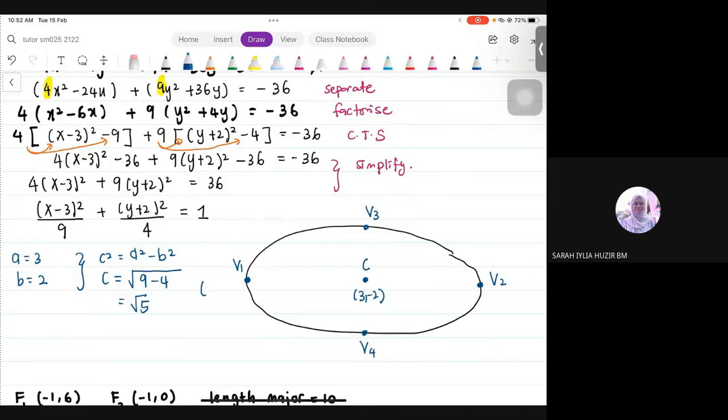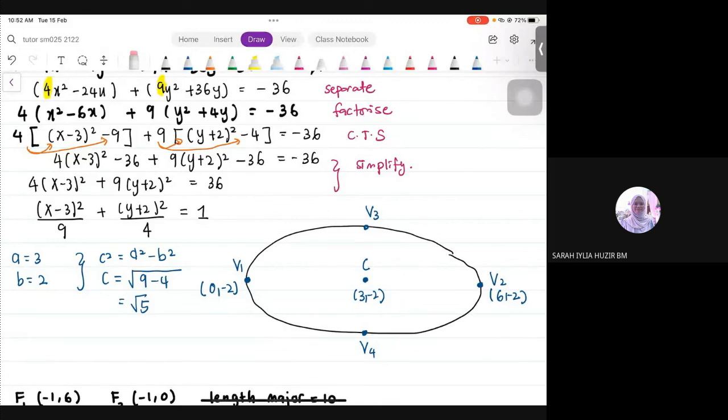So, for V1, dia bergerak ke kiri. So, kita kena tolak 3 minus 3. So, (0, negative 2). For V2, kena plus. So, 3 plus 3, we get (6, negative 2). Senang je lah nak cari koordinat tu sebenarnya. Okay, next one, V3 and V4. Ingat, distance kita huruf B. Tadi huruf A, sekarang huruf B.